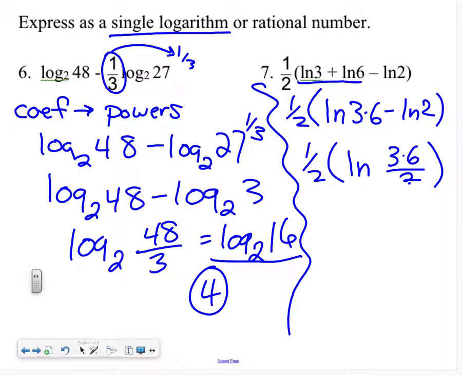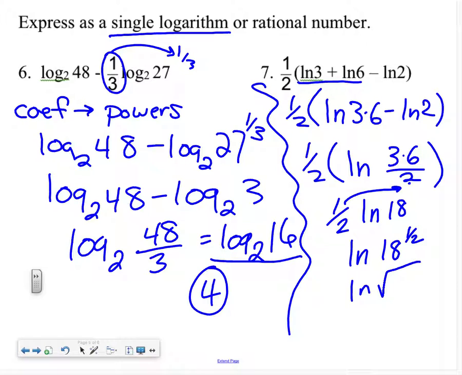Okay? So I get the ln of 18. Is that right? Yeah. 1/2. So what do I do with the 1/2? Pull it up here, right? So it'd be the ln of 18 to the 1/2, or basically the square root. Did you divide by 2? You didn't divide by 2. What do you divide by 2? 3 times 6. No. So it would be the square denominator.